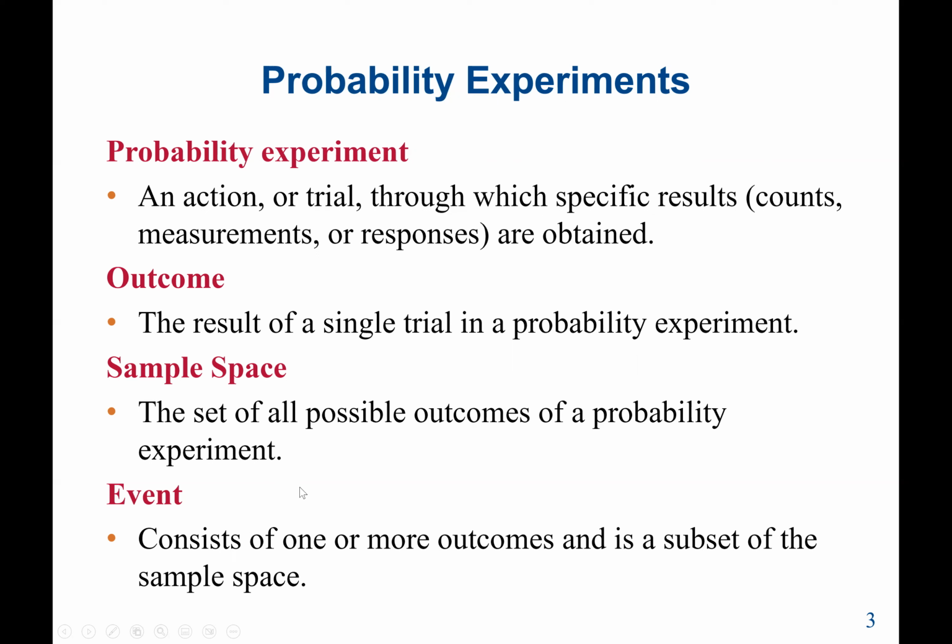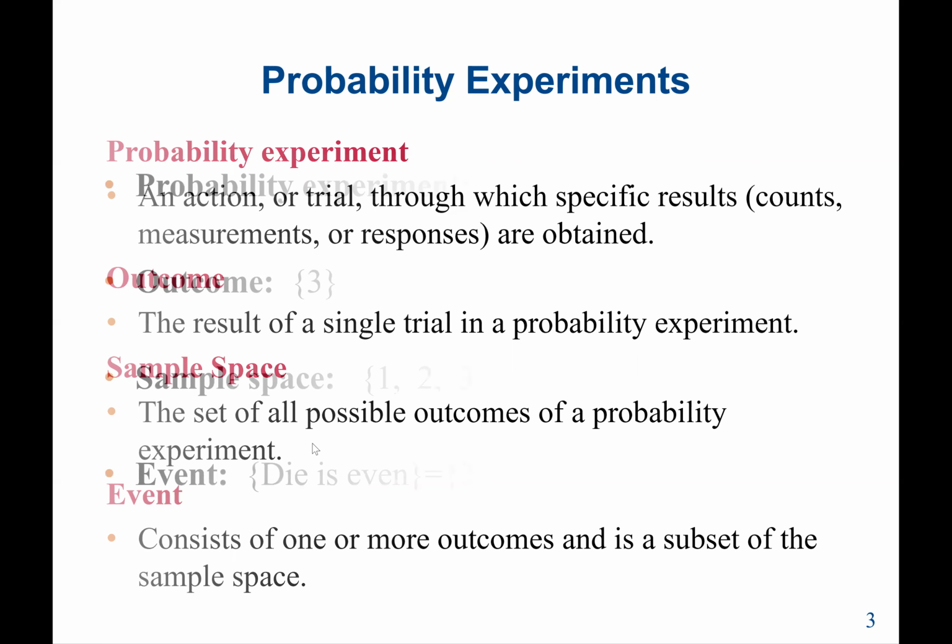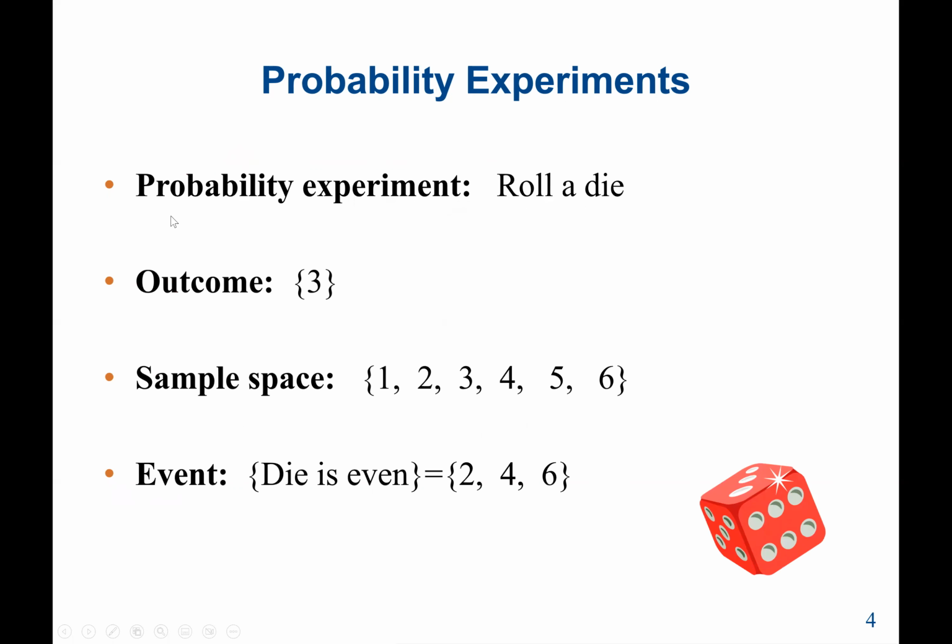Now, an event can consist of one or more outcomes. In terms of tossing a coin, one event can be head, another event can be tail, or if we toss it twice, we can get 2 heads, or 1 tail and 1 head. Let's see the example here also. Here, the probability experiment is rolling a die. An outcome can be 3. The sample space is all the possible outcomes, from 1 to 6. An event can be any event with one outcome or more than one. For example, the die is even, and the possible outcomes are 2, 4, 6.